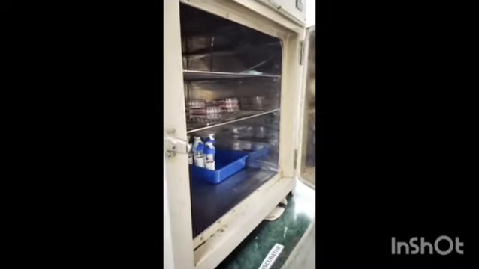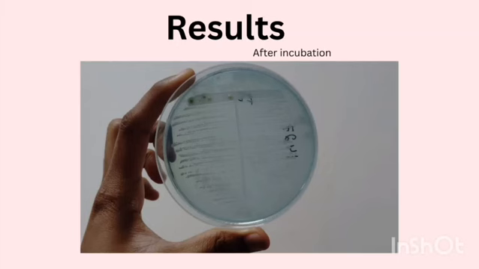Close and seal immediately. Incubate. Place the plate inverted in an incubator at 37 degrees Celsius for 18 to 24 hours. Here are the results after incubation. As we can see, there is a growth of bacteria.